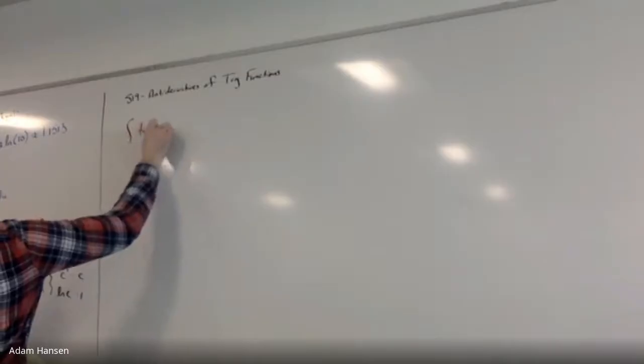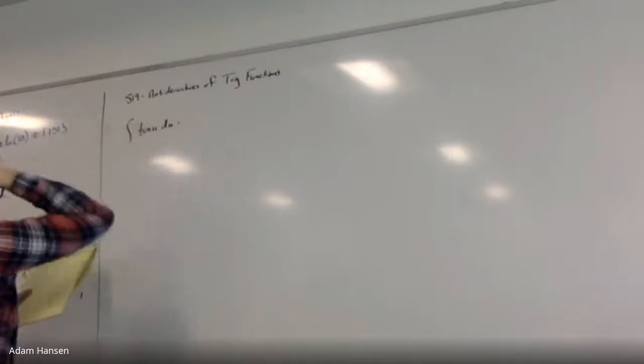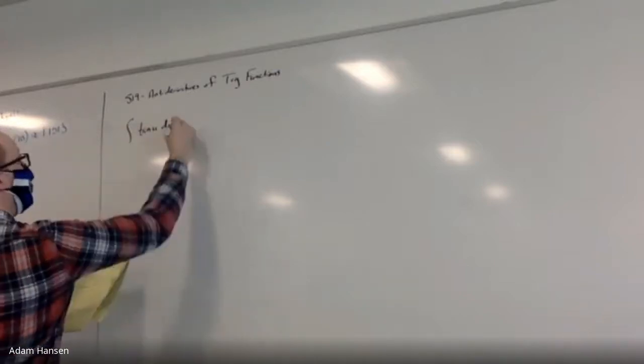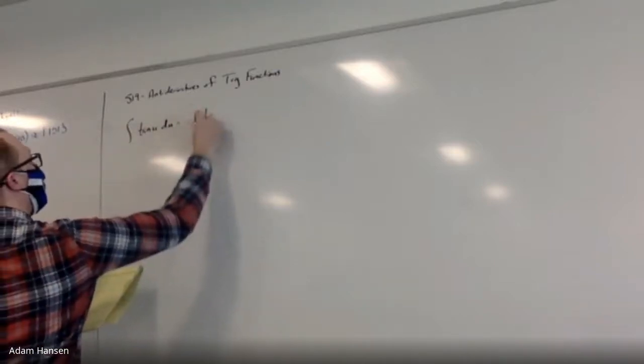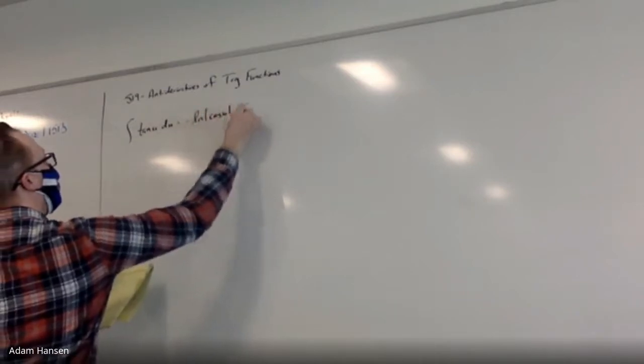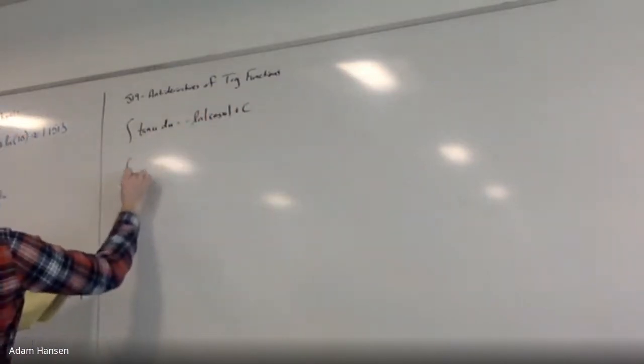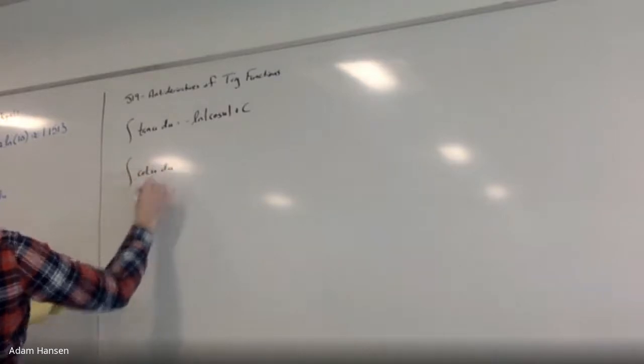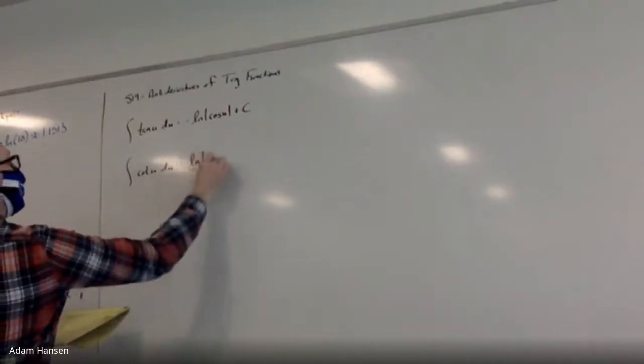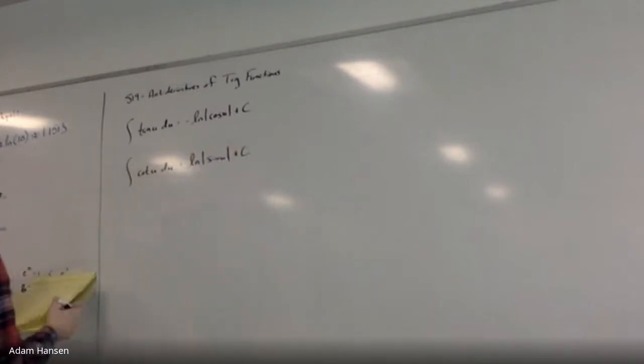The antiderivative of tangent u du is negative ln cosine u plus C. The antiderivative of cotangent u is ln absolute value of the sine of u plus C.